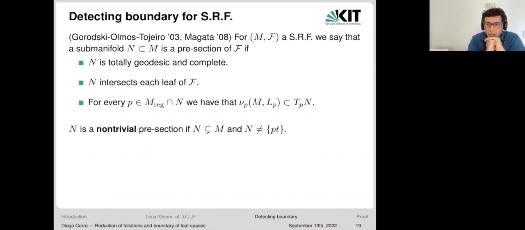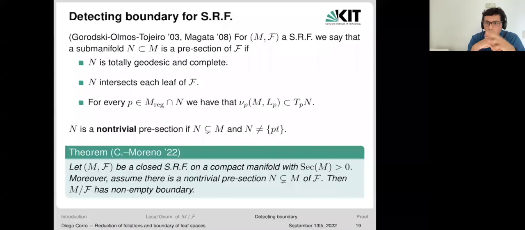And we will say that N is a non-trivial presection if it's a proper submanifold and it's also different from a point. So with this definition, we can give the equivalent statement to Burkhardt-Wilking's result on group actions, but now for singular Riemannian foliations. So we start with a closed singular Riemannian foliation on a compact manifold with positive sectional curvature, and we assume that there's a non-trivial presection of the foliation. Then the leaf space has non-empty boundary.